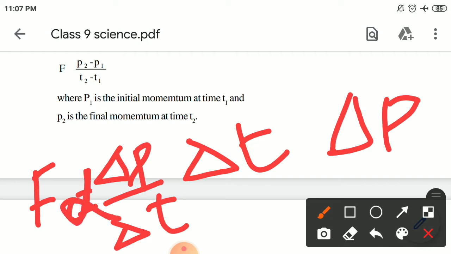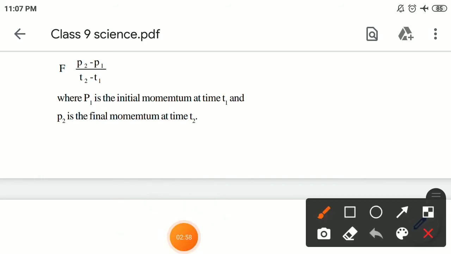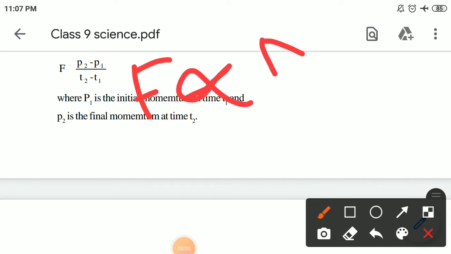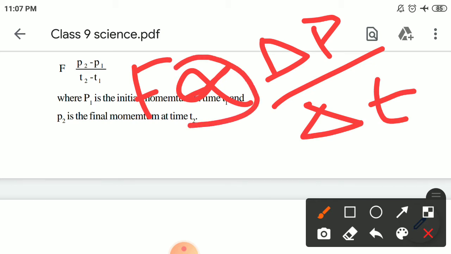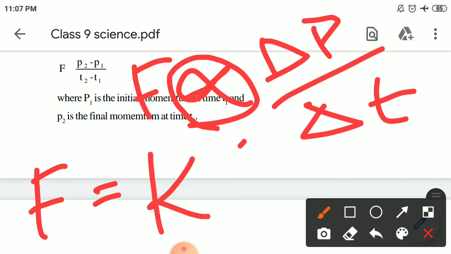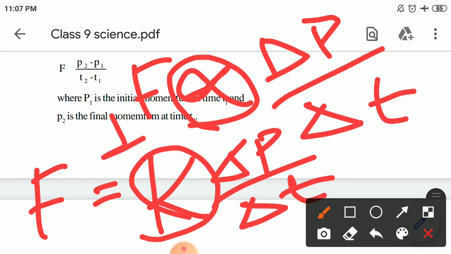As the directly proportional sign is there, we have to replace it. For that, we will suppose F is directly proportional to del P upon del T. To replace the proportionality sign, we can write F equals k del P upon del T, where k is a constant value. Suppose we consider this k value as 1, then force equals del P upon del T.